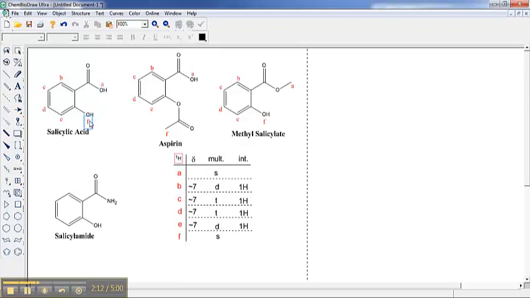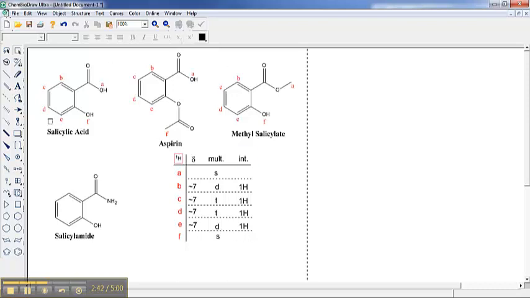For salicylic acid, we might imagine that both A and F would be 1H broad singlets and show up around 10 or 11 parts per million. For aspirin, F specifically will be a singlet around 2.1, whereas A should be a broad singlet around 11. And for methyl salicylate, A should be a singlet worth 3 around 4 parts per million, whereas F should be a broad singlet down around 10 parts per million.